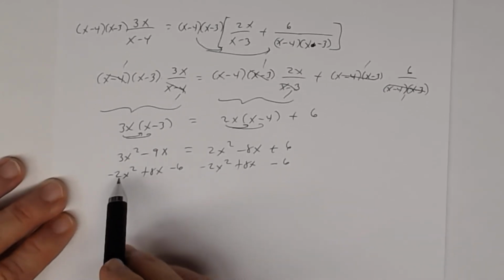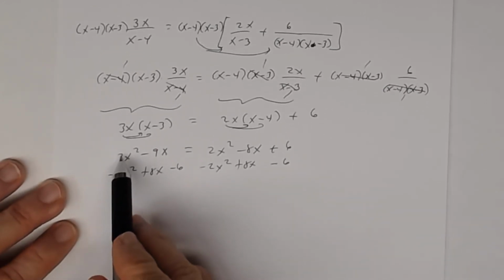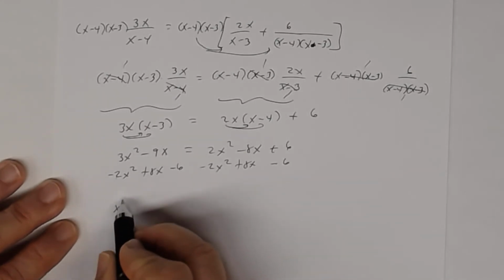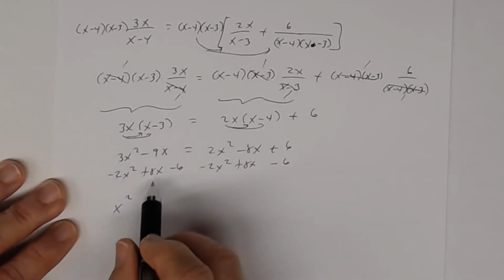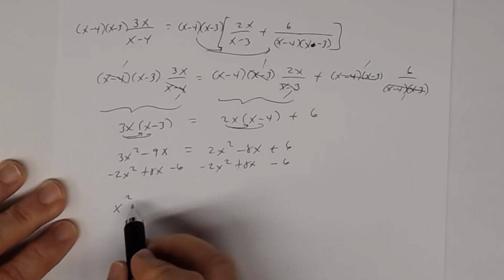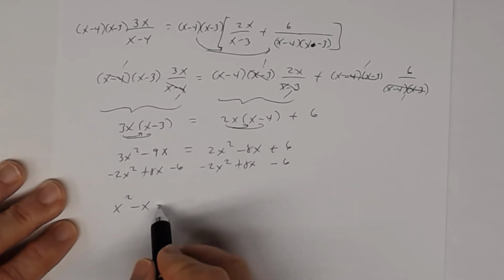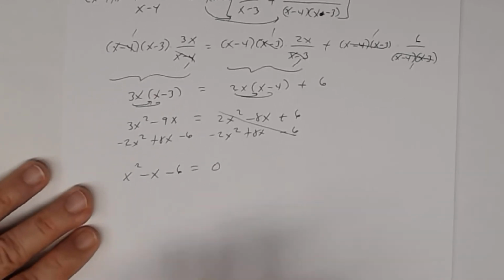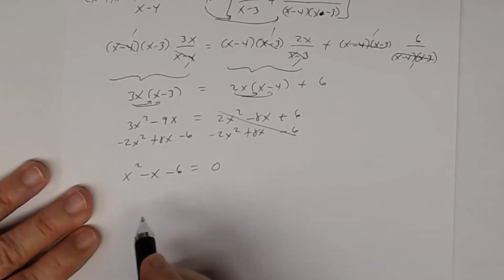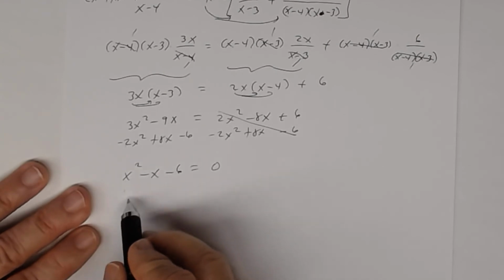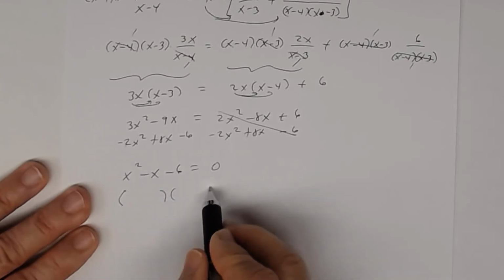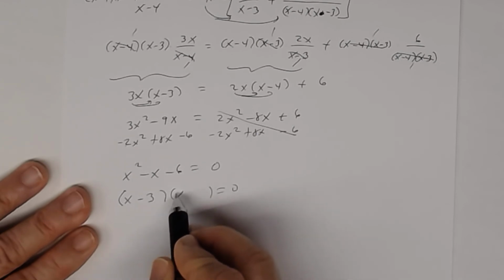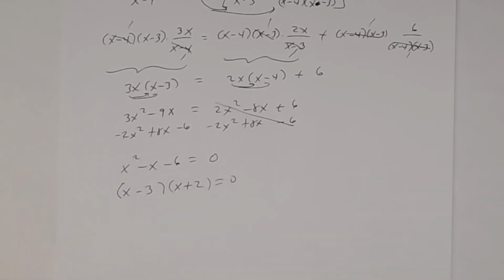Okay? So now let's combine like terms. When I combine like terms, 3x squared and a negative 2x squared is a positive x squared. A negative 9x plus 8x is a negative x, and then minus 6 equal, and all this is 0. And now this is factorable. So it's easy to see that's factorable, right? All right, so let's go ahead and factor this. So it'll be (x - 3)(x + 2) equals 0.